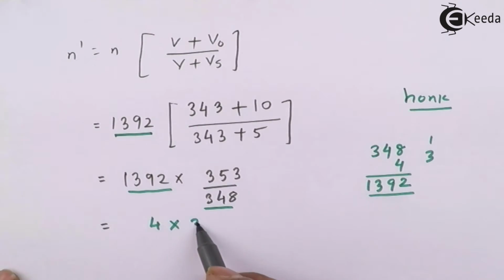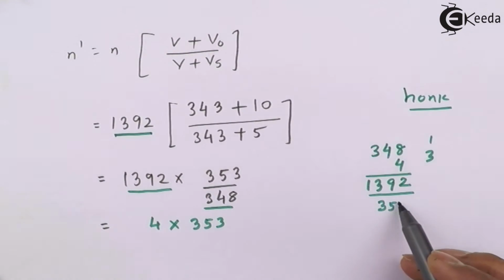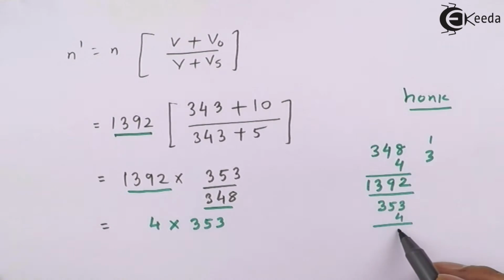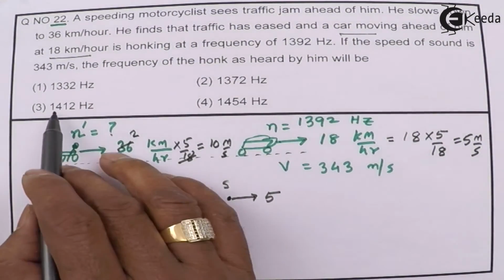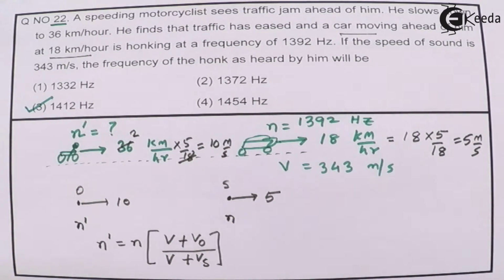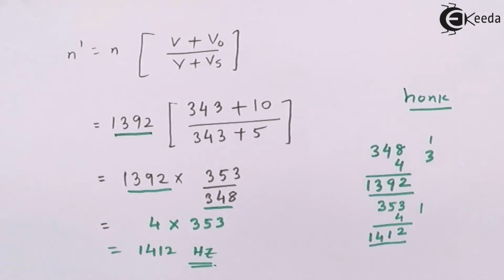So 4 into 353. 353 and 4 multiply: 4 threes are 12, 1 carry, 20, 1, 2 carry, 4 threes are 12 and 14. 1412. This comes out to be 1412 hertz. If I see the options, then 1412 is option number 3. So that is the correct answer to this question.